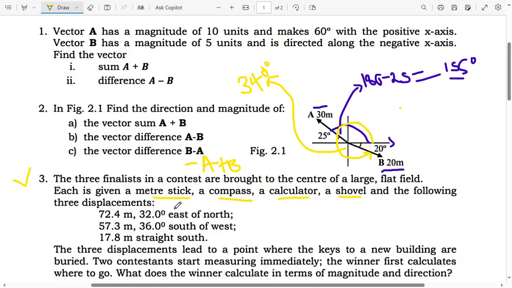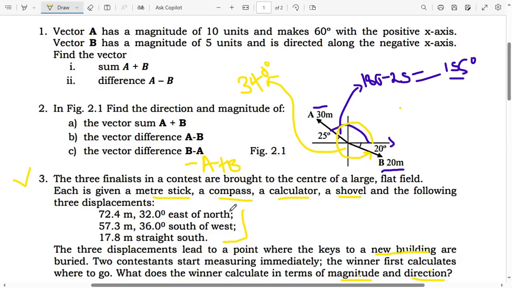So we have some terminologies here that we need to interpret correctly. Okay, and then they are saying the 3 displacements lead to a point where the keys to a new building are buried. Okay, 2 contestants start measuring immediately. The winner first calculates where to go. What does the winner calculate in terms of the magnitude and the direction? Okay, so you've seen all this language here is just decorating the question. The question is that you have been given these vectors, okay? Find the magnitude and the direction. That's all, okay? All these words here are just decorating the question, just to confuse you.